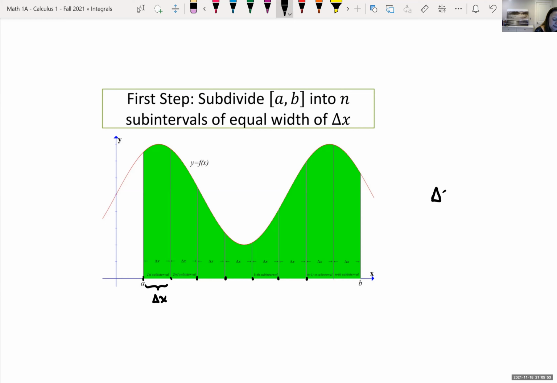We can figure out that change in x by finding the length from a to b. We find that length by taking the bigger x value, b, minus the smaller x value, a, and dividing it into n equal pieces. That is going to give us the width of each rectangle. So we're going to decide how many rectangles we want, and subdivide the interval into that many equal widths.